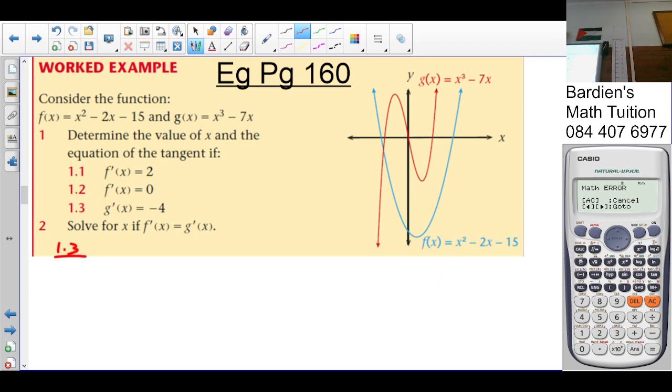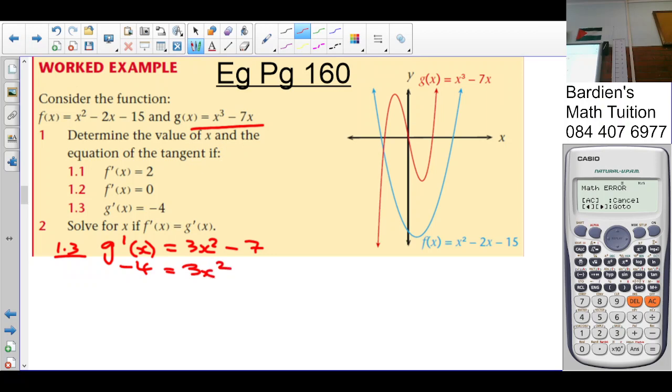g prime of x equals negative 4. What does that mean? That means the gradient on the g of x graph is negative 4. So let's go with g prime x. g of x is equal to x cubed minus 7x, so g prime of x is equal to 3x squared minus 7. So g prime x is equal to negative 4, so negative 4 is equal to 3x squared minus 7.